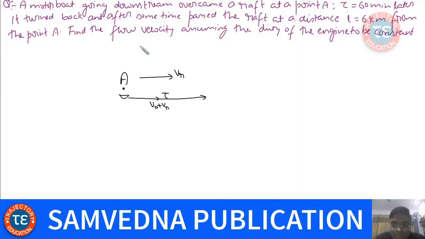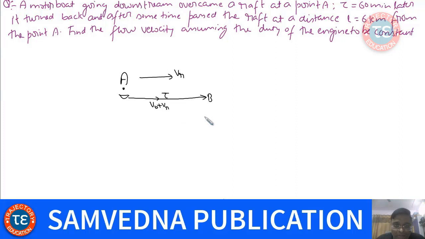If the boat is moving upstream, then the velocity of the river gets subtracted from the velocity of the boat to give you the net velocity. So it is moving downstream for time tau. So its velocity in this direction is going to be VB plus VR. And suppose it reaches point B.